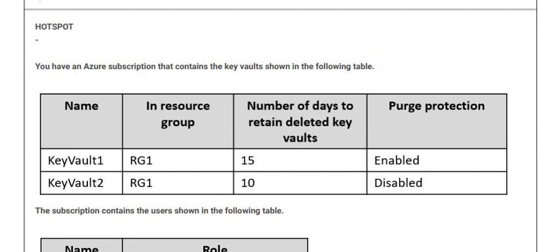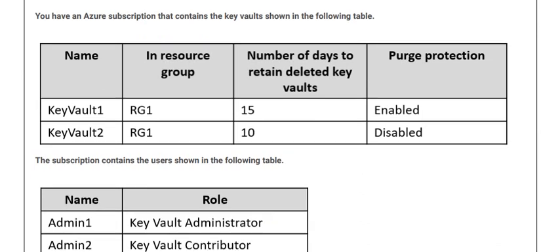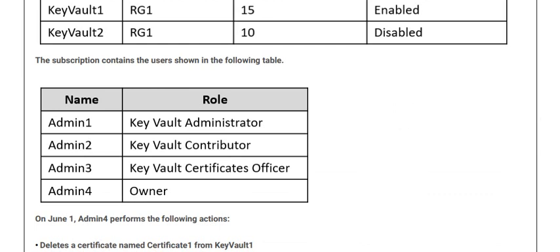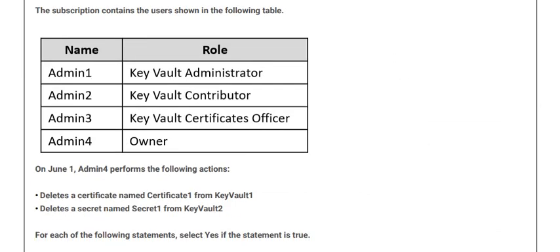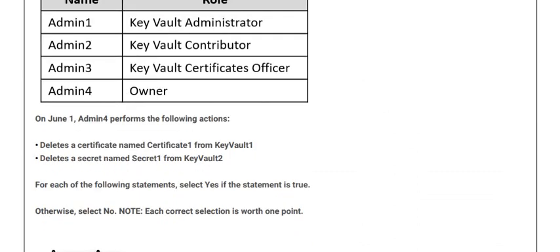Please go through the table. The subscription contains the users shown in the following table. Please go through the table. On June 1, admin 4 performs the following actions. Deletes a certificate named Certificate 1 from Key Vault 1. Deletes a secret named Secret 1 from Key Vault 2.